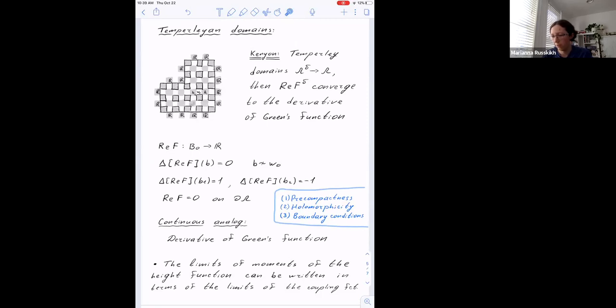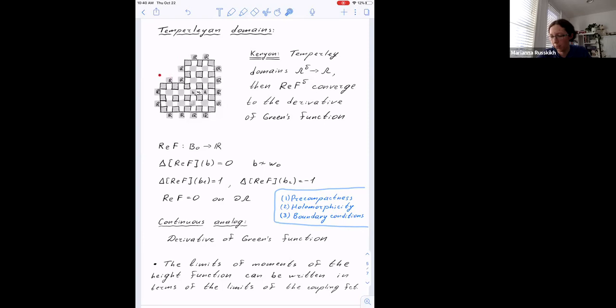So Rick used this approach to show that in the case of temperleyan approximations. So what are the temperleyan approximations? We already introduced 2 types of black squares. And let us consider a discrete domain on the square lattice where all corners of those domains are of the same type of black squares. Recall that on one type of black squares, the real part of our holomorphic function lives, and on the other type, the imaginary part of our discrete holomorphic function lives.